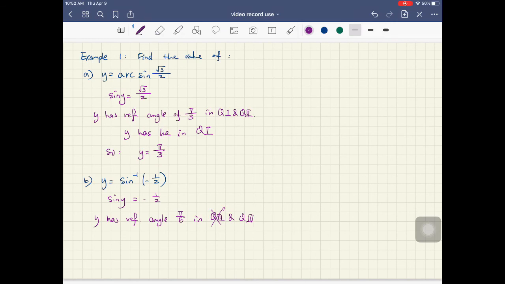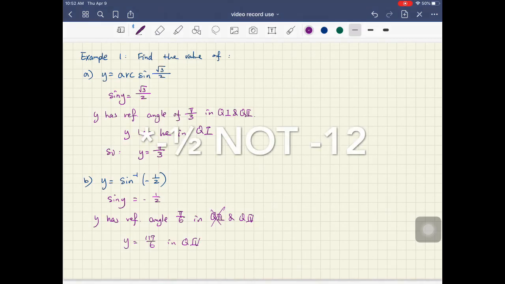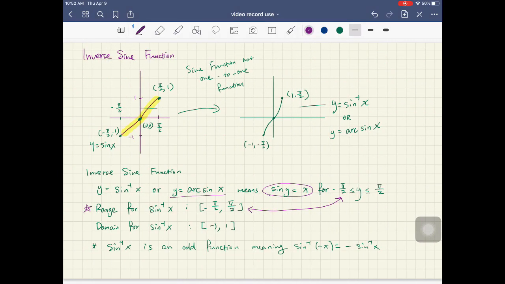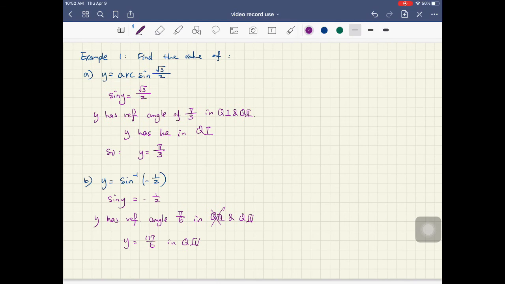However, in quadrant 4, I cannot have y equals 11 pi over 6. Yes, sine of 11 pi over 6 will give me -1/2, but that is not in the range of negative pi over 2 to pi over 2. So I still need it to be in quadrant 4, but 11 pi over 6 is the backward direction, so this is the wrong one. Negative pi over 6 is still in quadrant 4, and that is the correct answer, the only correct answer.